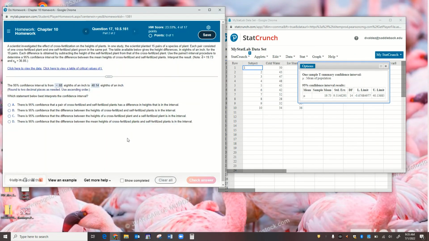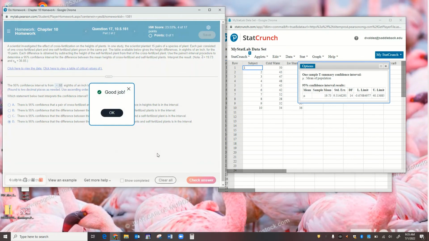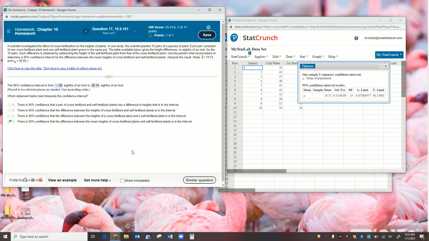Nice. Okay. And then which statement below best interprets the confidence interval? 95% confidence that a pair has that difference? No. Remember, this is a difference in the means. Let's see. Difference between the heights? No. Difference between. Here we go. There's a 95% confidence that the difference between the mean heights, look for that word mean, yeah, of cross-fertilized plants and self-fertilized plants is in the interval. That's the one. Check it. We're so good. Okay. So that's it.